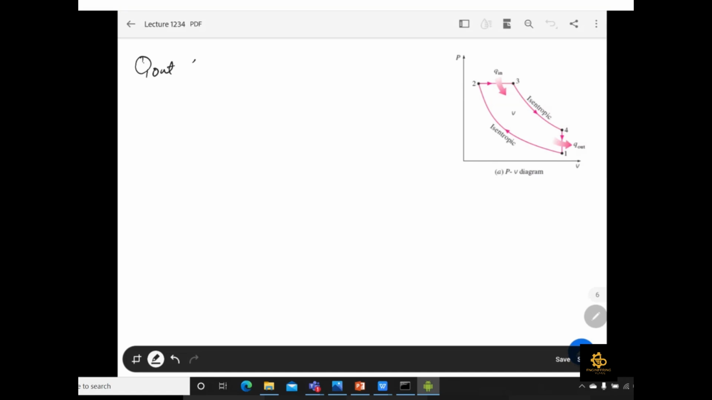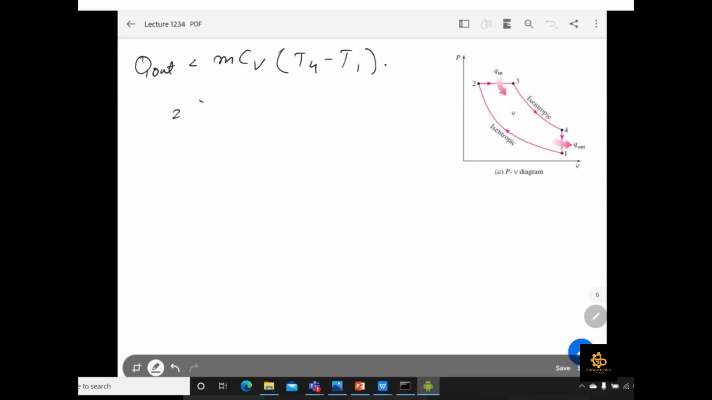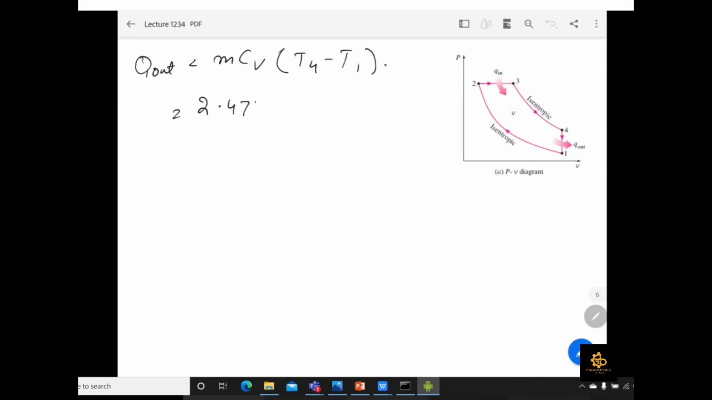Okay, so now moving towards Q out. Q out is equal to M Cv (T4 minus T1), which is the constant volume process, heat rejection process. Here M is known to you, 2.473 into 10 raised to the power minus 3. Cv value is 0.718, T4 value is 989.2, and T1 value is 328 Kelvin from your problem statement. So it turns out to be 1.174 kilojoule.